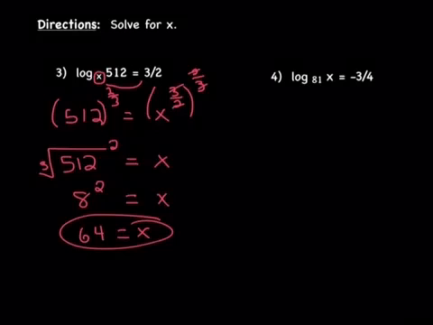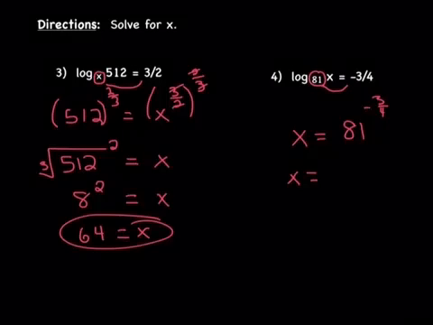Number 4 starts off the same way. We want to take it out of logarithmic form and put it into exponential form. So again, I'm just going to circle my base and run the race. So it leaves me with x equals 81 to the negative 3/4 power. All right, x is already all by itself on the left-hand side of the equation. But rather than just plugging 81 to the negative 3/4 into my calculator, let me use our exponent rules again.